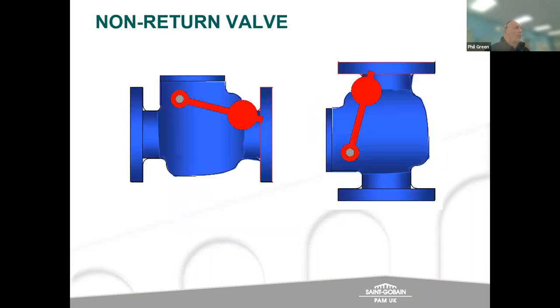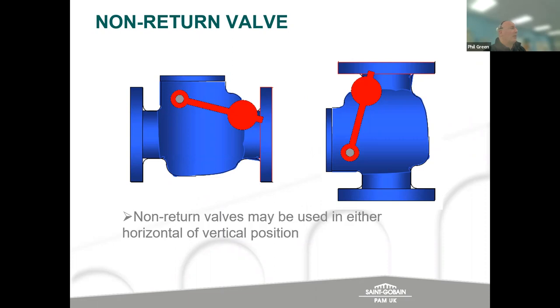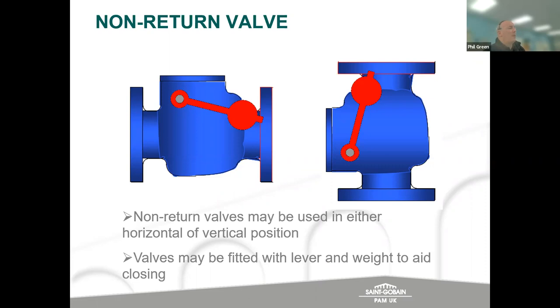Now, non-return valves can be used in both horizontal and vertical positions, and they might be fitted with an external lever and weight system to assist in achieving tight closure when downstream pressures are relatively low, especially with a rubber faced gate. So as it mentions there, you can have them in both positions, and what we've got in red there is basically the lever and weight, and what this does is act as a weight to aid the closing process of the gate valve, to ensure that it shuts tightly and correctly when the water flow stops.